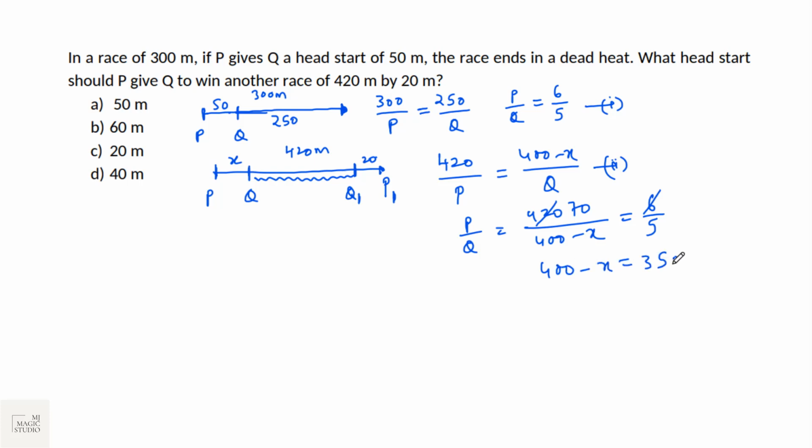If we solve this, we will get 400 minus X is 350. Therefore, X equals 50. What head start should P give Q? P gives Q a head start of 50 meters.